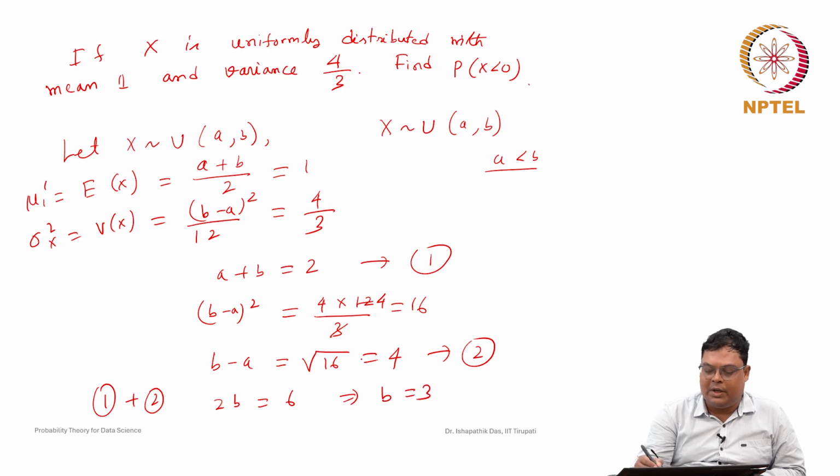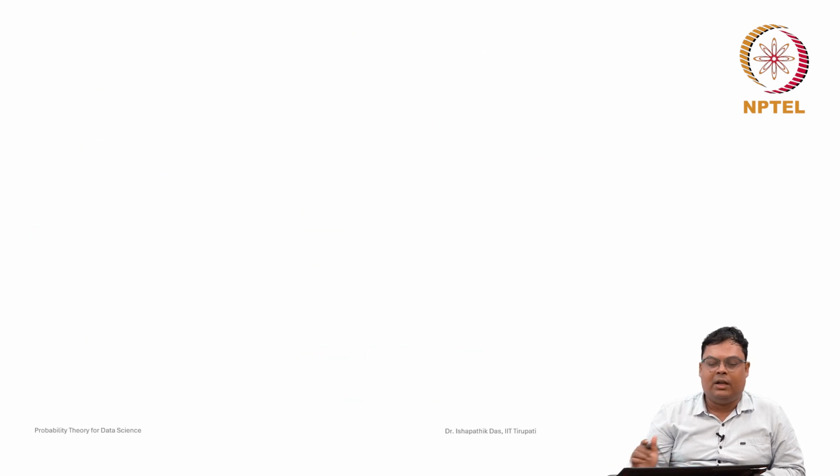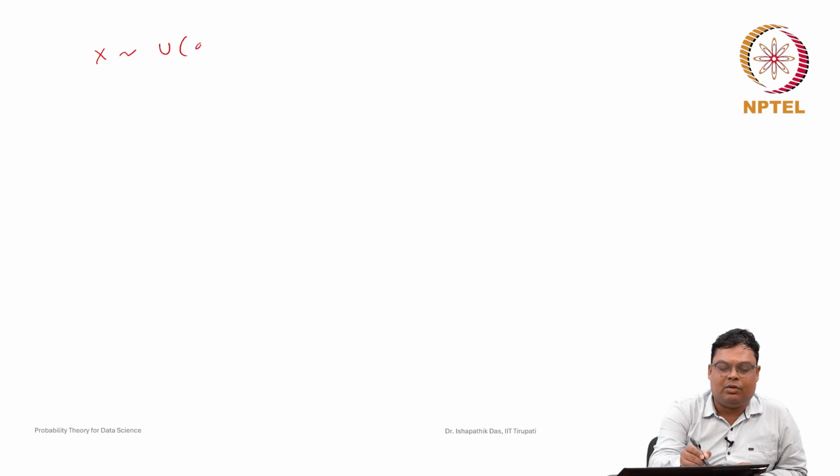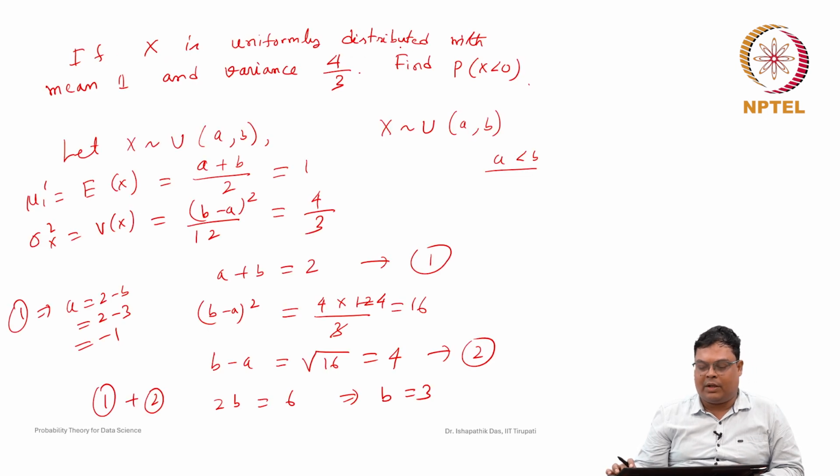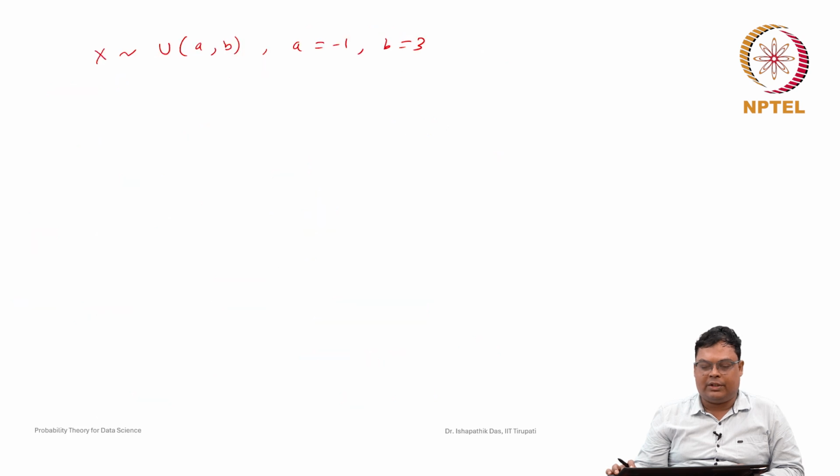Now, if you put b is equal to 3 in one of the equations, from equation 1, a is equal to 2 minus b, so 2 minus 3, which is minus 1. So, what we found is that x is uniformly distributed over a, b, where a is equal to minus 1 and b is equal to 3. So, b minus a is coming 4, and that is why both equations are satisfied.